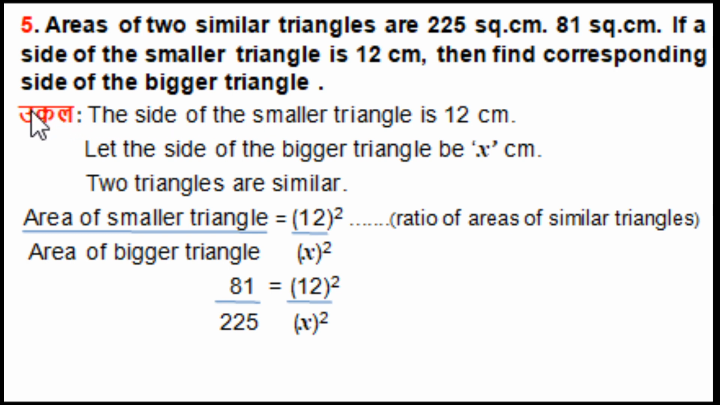Here it should be solution, not equal, it is in Marathi. Okay, the side of the smaller triangle is 12 centimeter. Let the side of the bigger triangle be x centimeter. Two triangles are similar, therefore area of smaller triangle upon area of bigger triangle is equal to square of 12, that is the side of smaller triangle, upon x. X is the corresponding side of bigger triangle. So area of smaller triangle 81, area of bigger triangle is 225, square of 12, square of x.